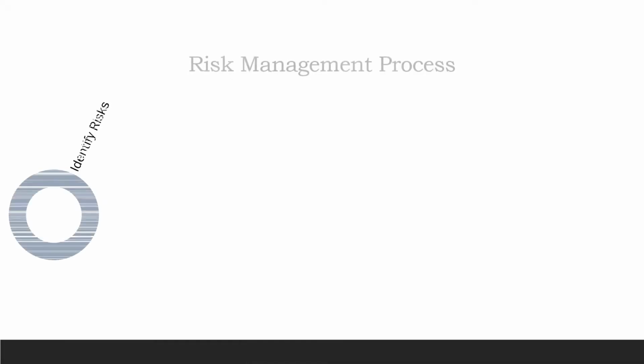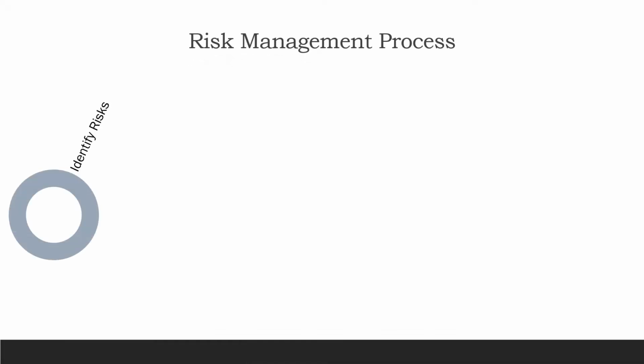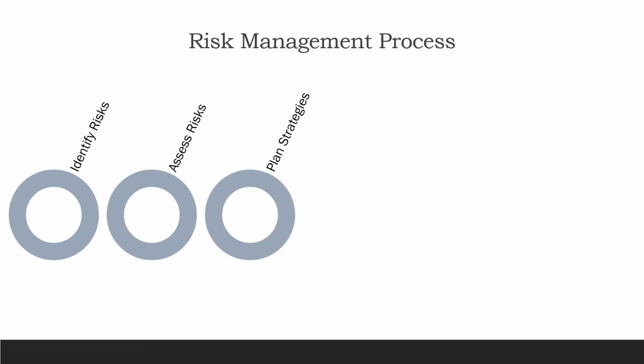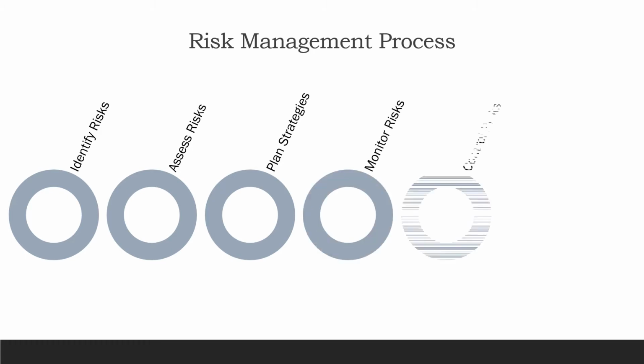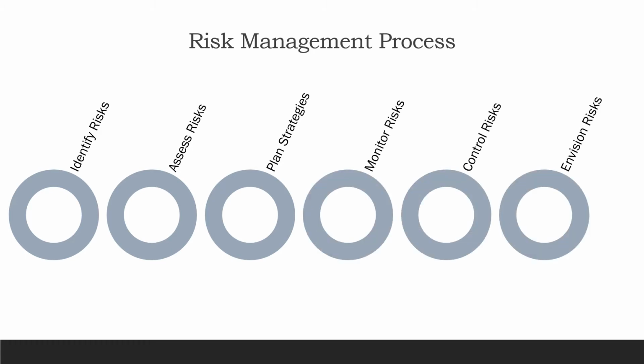There are 6 steps in the risk management process. The first one is identifying risk, followed by assessing the risk. The next step is to plan strategies to reduce the risk. After that is to monitor and control the risk. The final step is envisioning the risk. All of these steps are important in the risk management process to minimize the negative impact a risk can have on an organization.